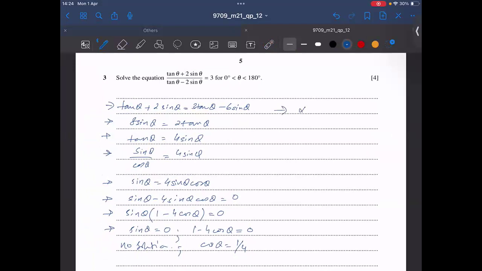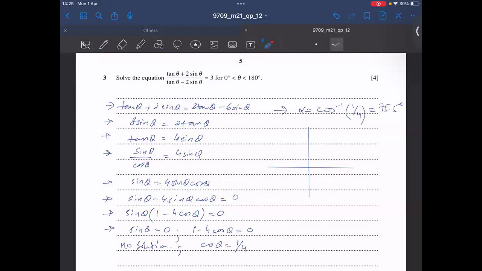Iman, I'm going to take out first the basic angle, which is cos inverse. Iman, can you help me out? Cos inverse 1 over 4 in degrees. What is the value? 75.5. Yes. 75.5 degrees.